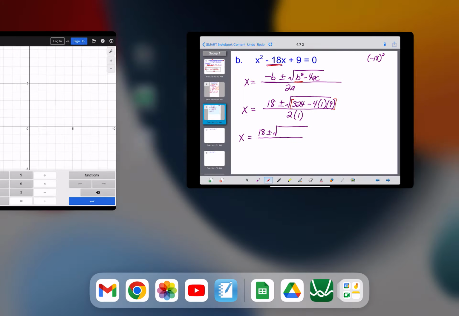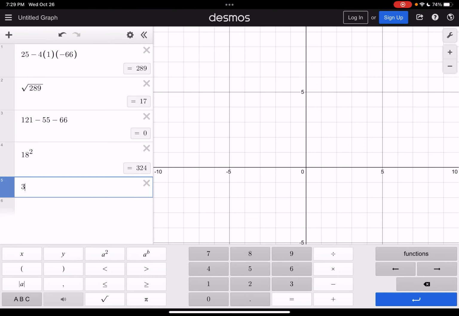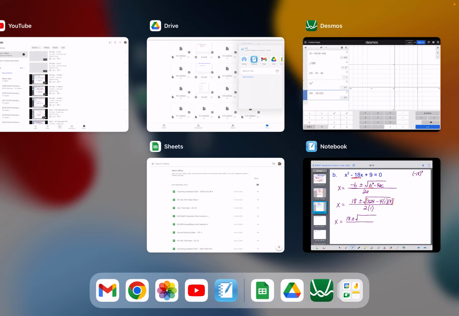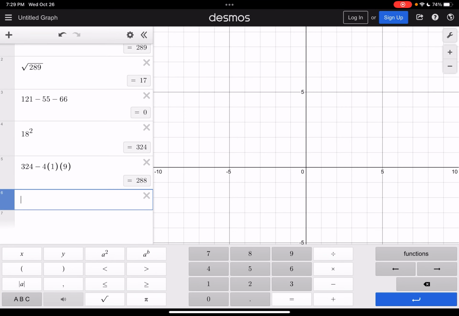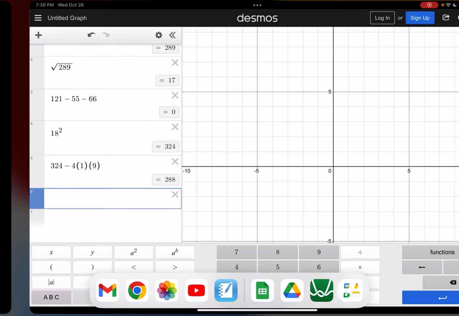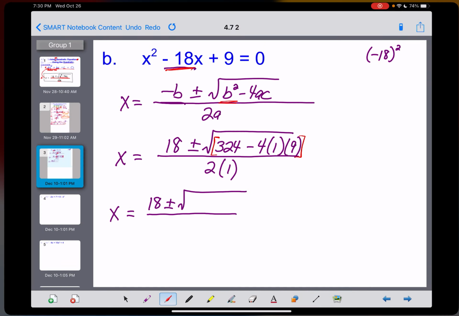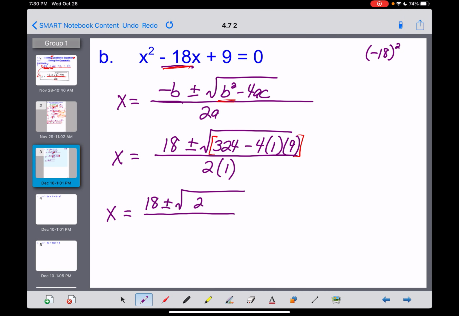So let's type in, here we go, 324 minus, we have 4, and then in parentheses we have 1, and then a C value, shoot, I forgot, I think it was 9. Is that right? Yeah, that C value there was 9. Cool, close the parenthesis and hit enter, we get 288. All right. So a 288 is going to go right there, all over, and a 2 on the bottom.